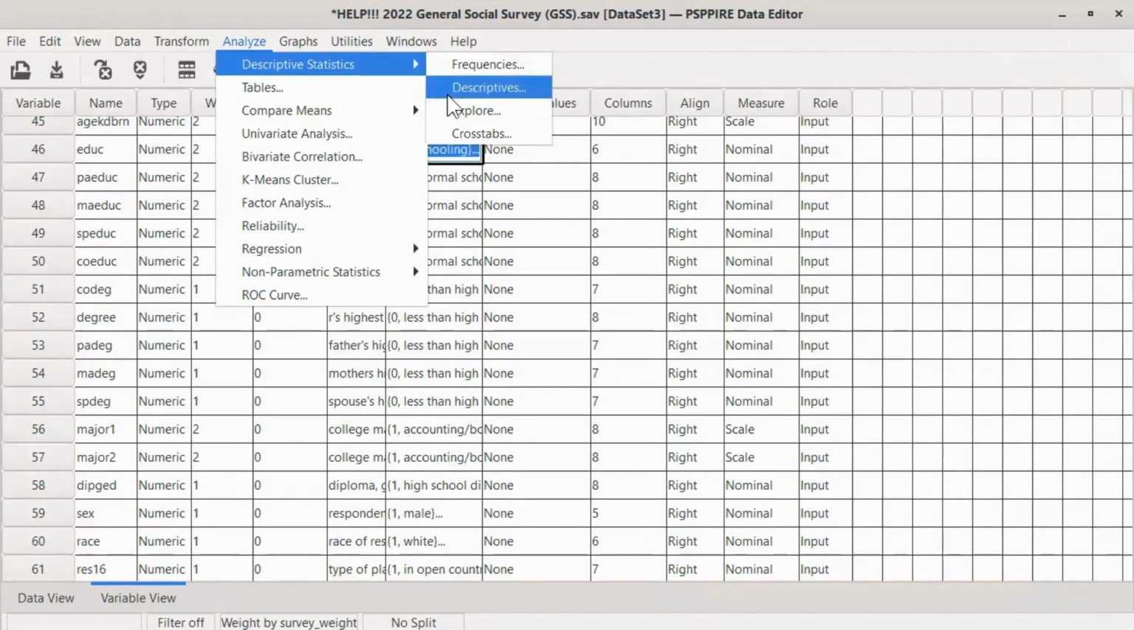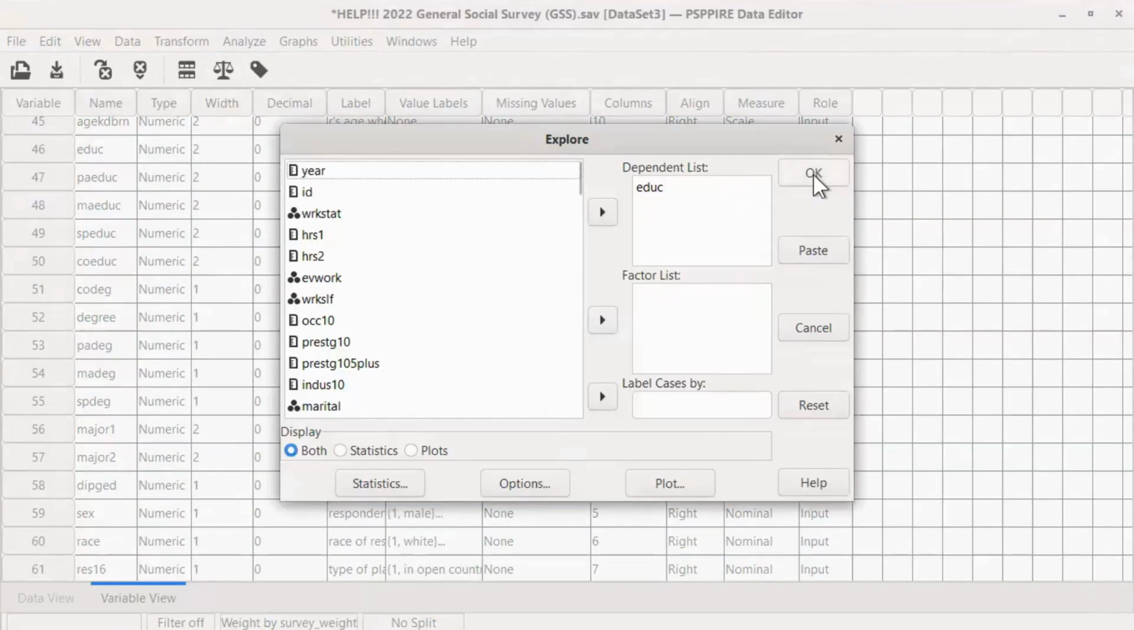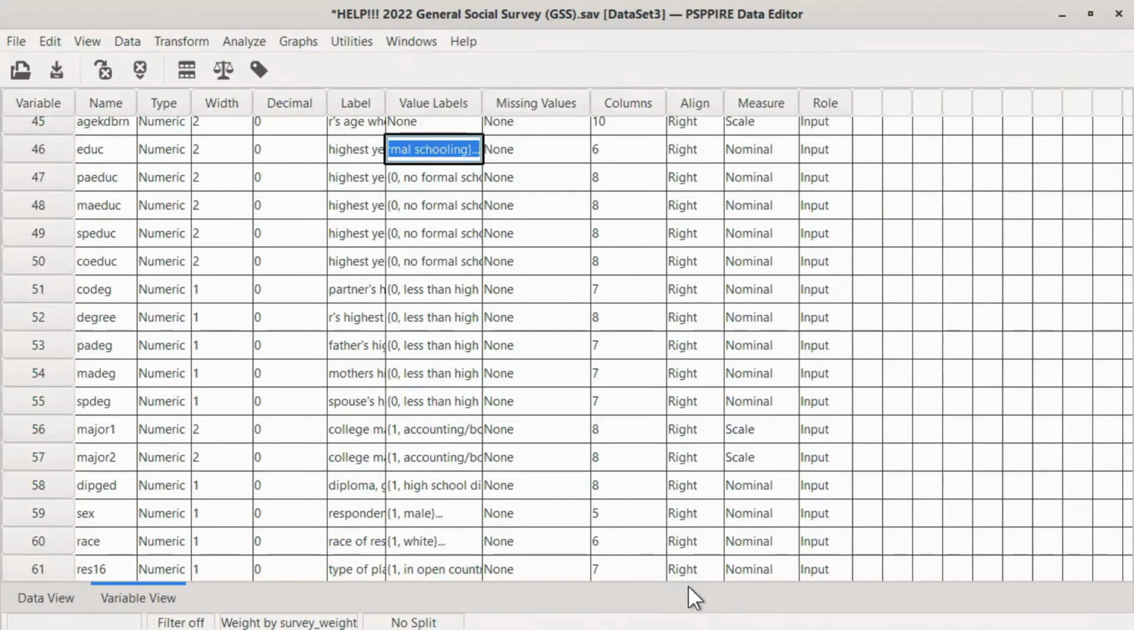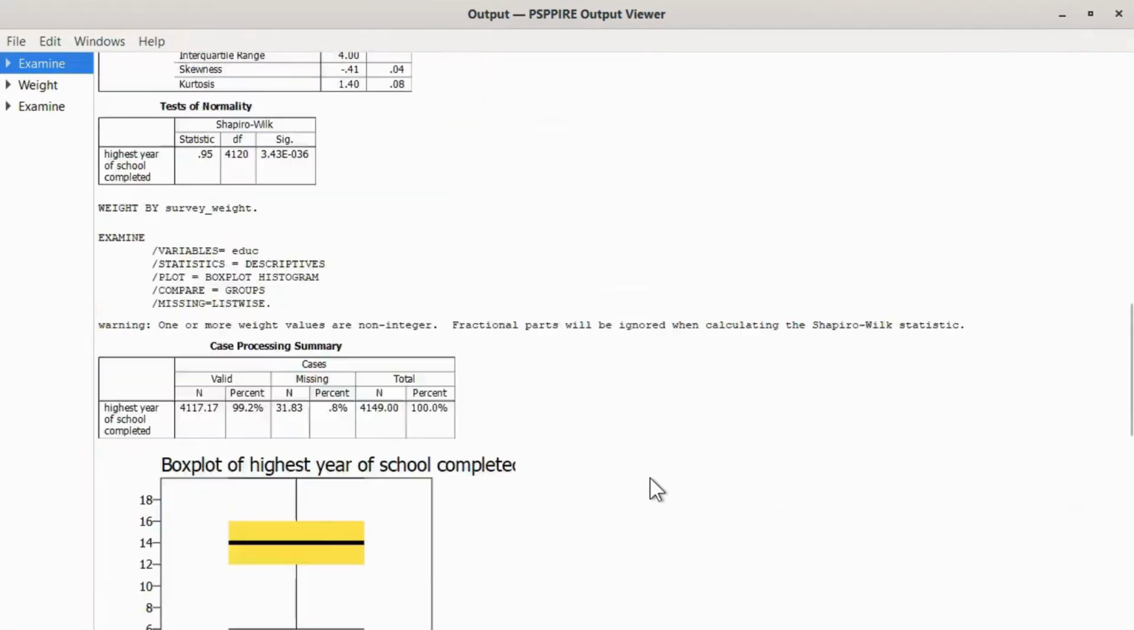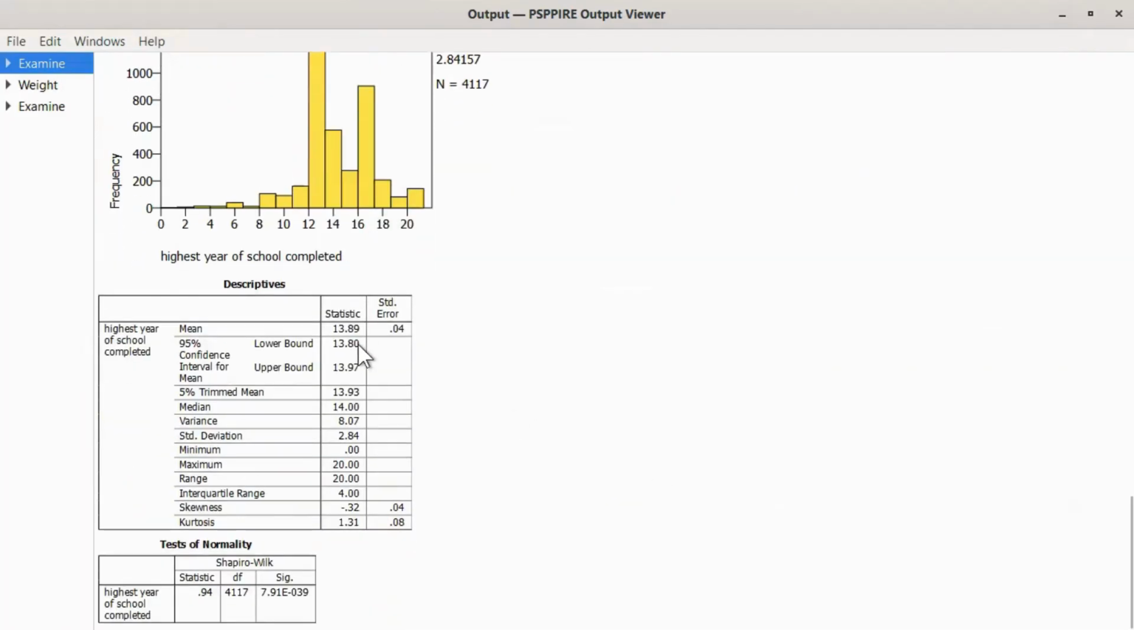And then I'll go back to Analyze, Explore, run it again. And this is what we get. It actually drops a little, right? So the average is 13.89. Okay, and there's our 95% confidence interval. That's pretty tight, so we can feel pretty confident in our average. The standard deviation is at 2.84, which is good. That means, on average, the difference between cases and the mean is 2.84 years.